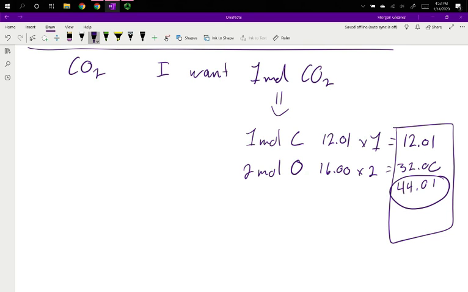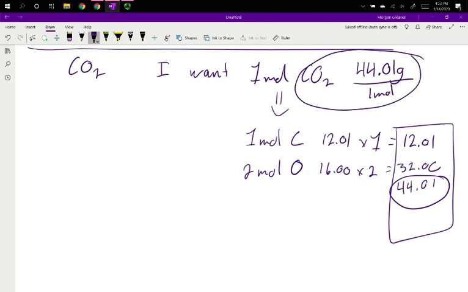If I wanted to talk about how much a mole of carbon dioxide, CO2, weighed, it is 44.01 grams for 1 mole. It is just the sum of the individual atom masses.